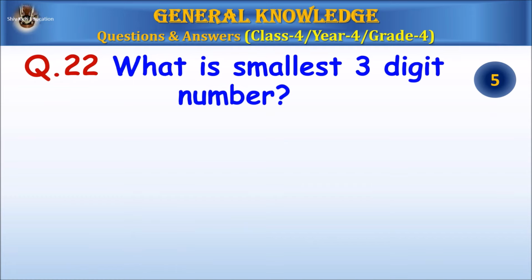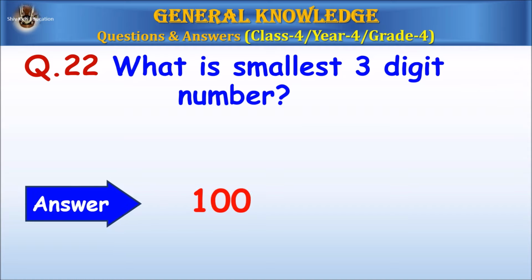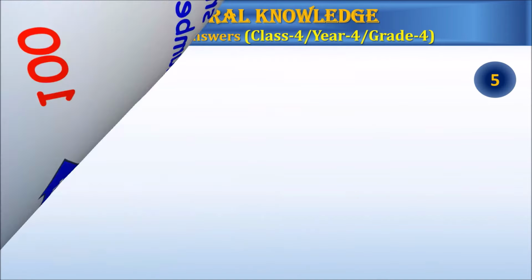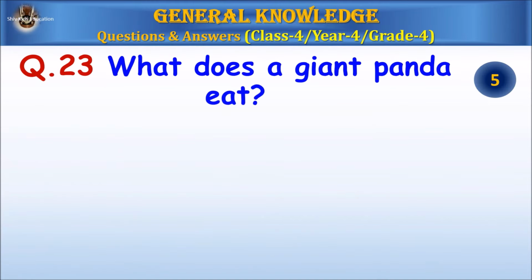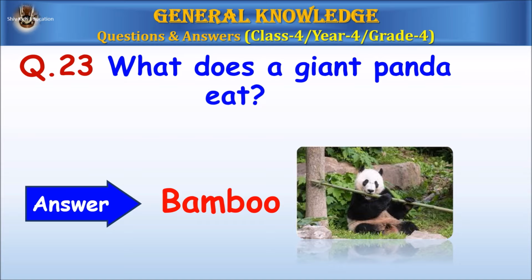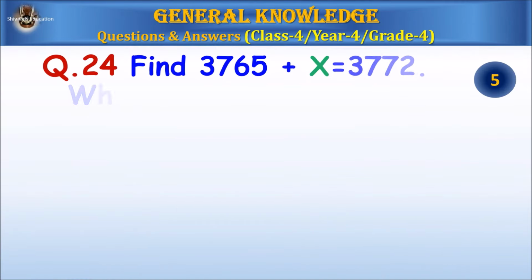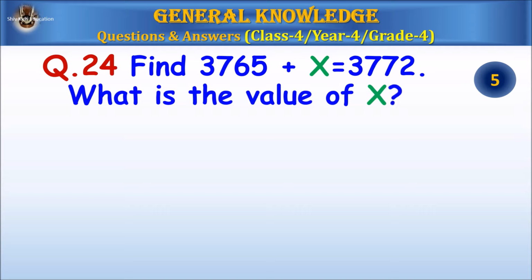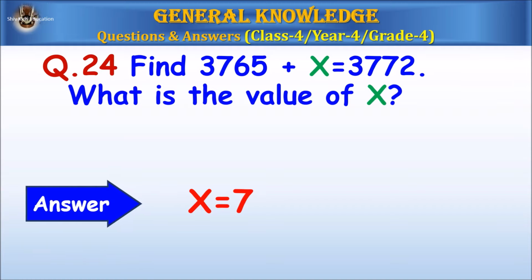22. What is the smallest three-digit number? Answer: 100. 23. What does a giant panda eat? Answer: Bamboo. 24. Find 3,765 plus x equals 3,772. What is the value of x? Answer: x equals 7.